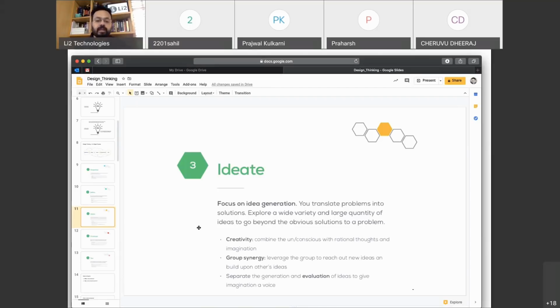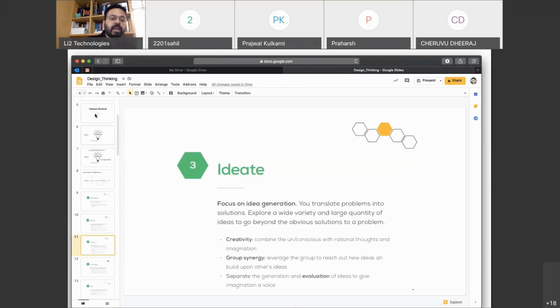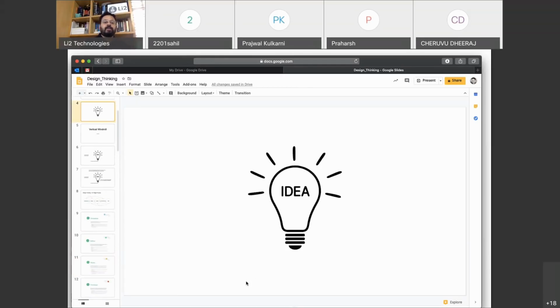So ideate. What do you mean by ideate? Focus on idea generation. You translate the problem into solutions. Explore a wide variety and large quantity of ideas to go beyond obvious solutions to a problem. This is very important. So we started off with this thing, right? How important an idea is, right? So a lot of people said idea is 1920, or almost 90% of you said idea is where design thinking starts from, right?